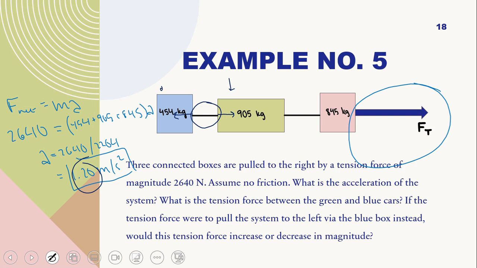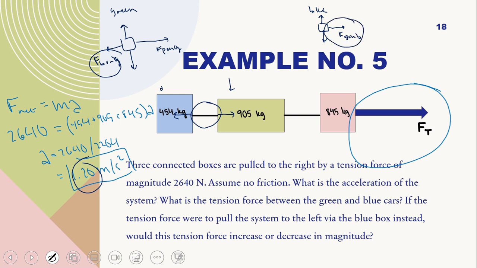So let's draw the FBDs of the green and blue boxes. The green over here, I'm going to draw the FG and FN, which I'm not labeling. The green has a force of pink pulling it to the right, so F pink on green. And then it has the force of blue box pulling it to the left, so F blue on green. Okay, and this is the force that we're trying to solve for. Now with the blue box over here, same, we have gravity and normal force. And then the only force on this one is the pull of green on blue, F green on blue. And this is the force we're trying to find. Remember, these 2 circled forces are going to be the same magnitude.